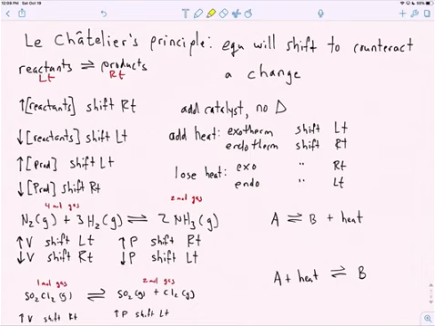And the opposite is true. So if you take heat away, if it's exothermic, you're taking away a product, you shift right to form more product. If it's endothermic, you take heat away, you're taking away a reactant, you shift left.